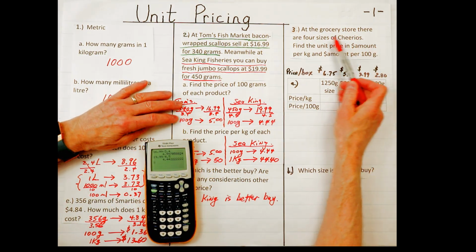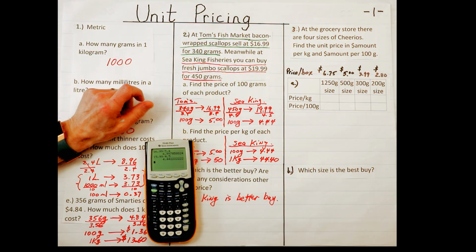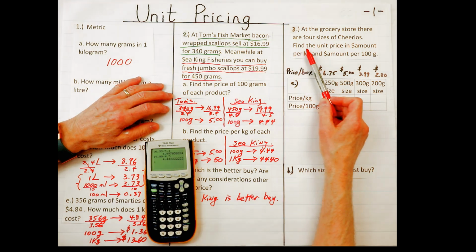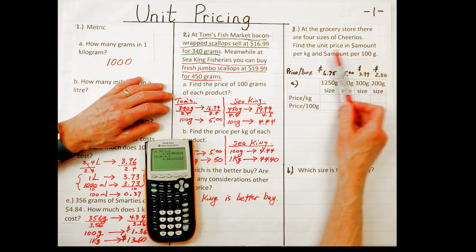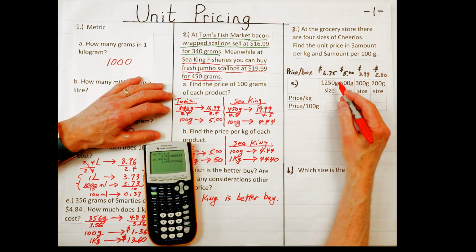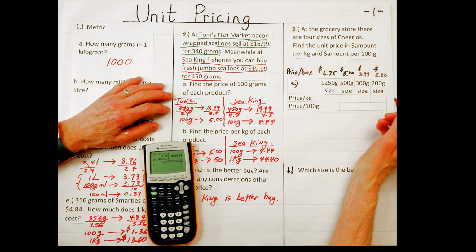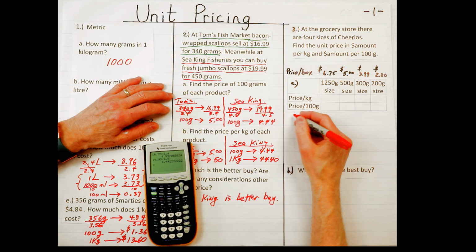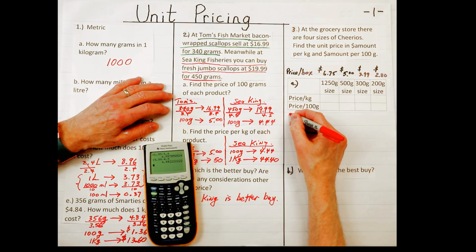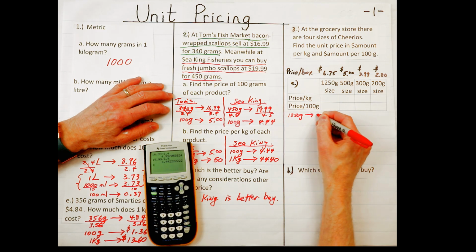At the grocery store, there are 4 sizes of Cheerios. There's really not, but I made this up. It sounded like a good question. Find the unit price in amount per kilogram and amount per 100 grams. Well, I'm going to do per 100 grams first, okay? I'm just going to do it that way. So 1250 grams is $6.75.